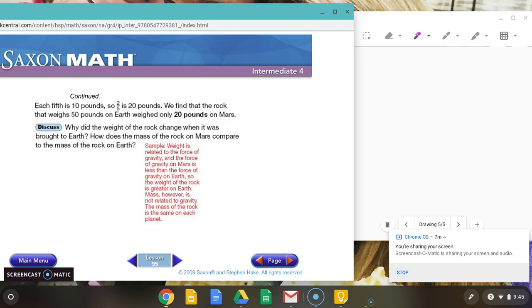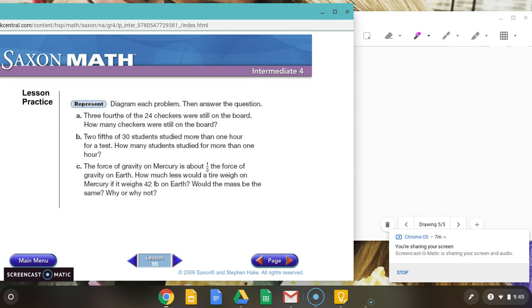Weight is related to the force of gravity. The force of gravity on Mars is less than the force of gravity on Earth. So the weight, the amount it is in pounds, is greater on Earth than on Mars. So the mass is the same, but the weight is what changes because the gravity is what changes.